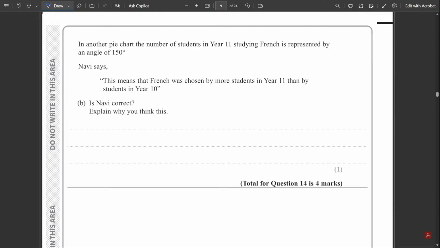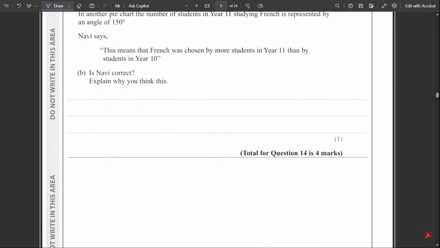Now, Navi can be correct because 150 degrees is a bigger portion, but in year 11 they might have done their exams and would have left, and at that point in time year 11 might have only 5 students. Then that's not going to be the case, is it? So we don't know how many students there are in year 11. If you know exactly the same number of students represented on those pie charts, then yes, you can say that. Otherwise we can't really say because we don't know the total number of students in year 11. So we can't really make that statement. So okay, now we can be correct if we knew the number of students in year 11.